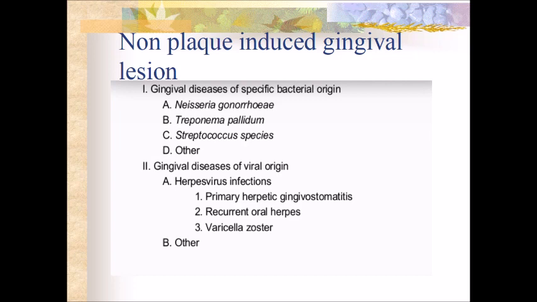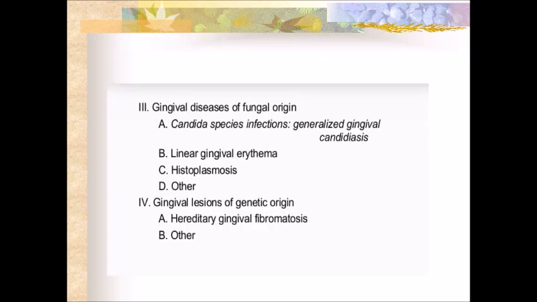Non-plaque induced gingival lesions. Gingival disease of specific bacterial origin: Neisseria gonorrhoeae, Treponema pallidum, Streptococcus species and others. Gingival disease of viral origin is divided into A and B. In A, it is herpesvirus infection, in which primary herpetic gingivostomatitis, recurrent oral herpes, and varicella zoster will be there, and others. Gingival disease of fungal origin: Candida species infection, generalized gingival candidosis, linear gingival erythema, histoplasmosis and others.